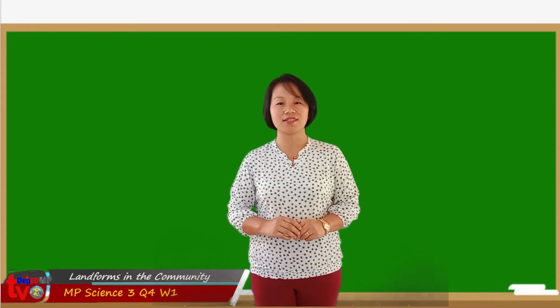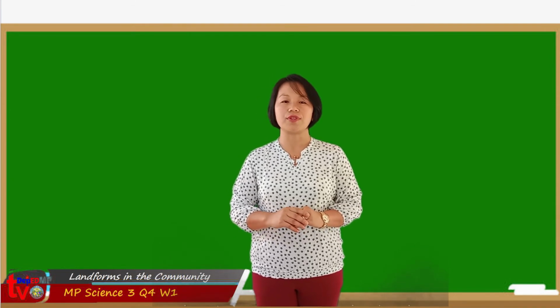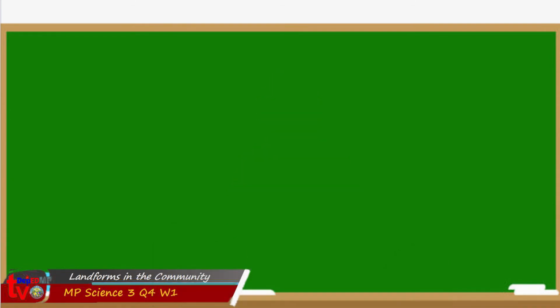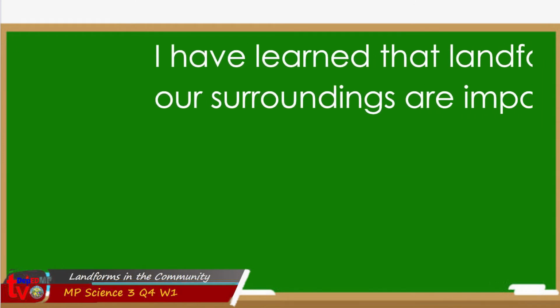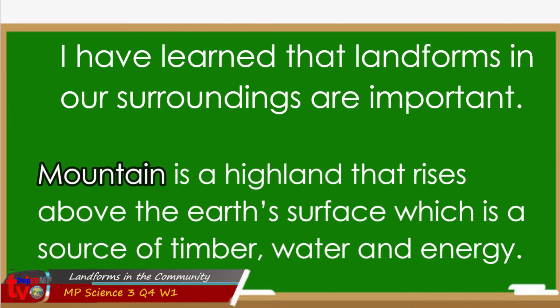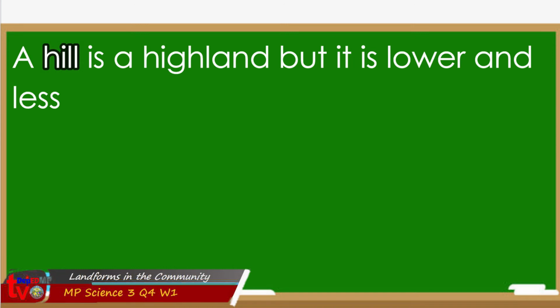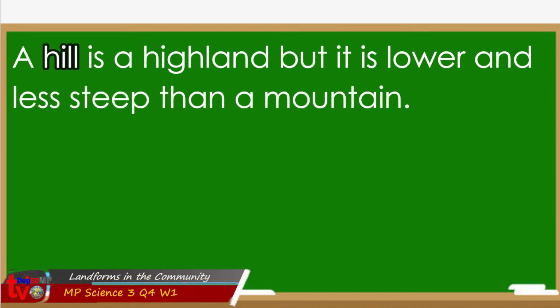Congratulations for answering the activities. Now, let us summarize what you have learned from the lesson. I have learned that landforms in our surroundings are important. Mountain is a highland that rises above the earth's surface, which is a source of timber, water, and energy. A hill is a highland, but it is lower and less steep than a mountain.